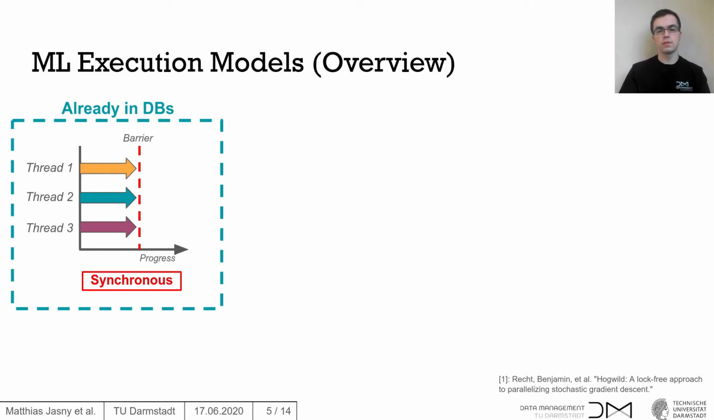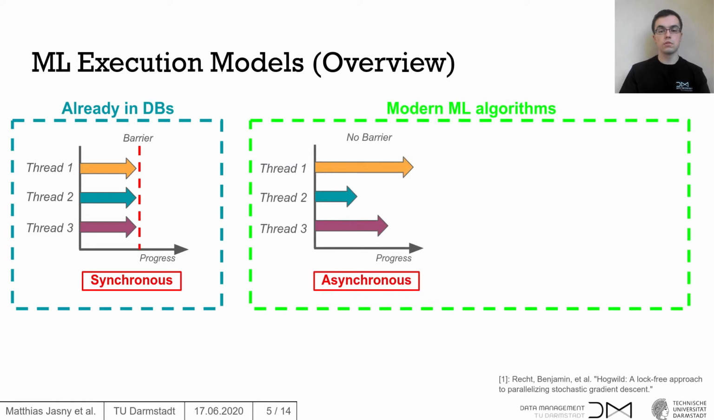In the synchronous scheme, threads are only allowed to proceed at the same speed. They have to synchronize with each other before every write. This is very similar to the way queries are executed in a bulk synchronous style, as mentioned earlier. But modern ML algorithms behave more asynchronously in the execution.